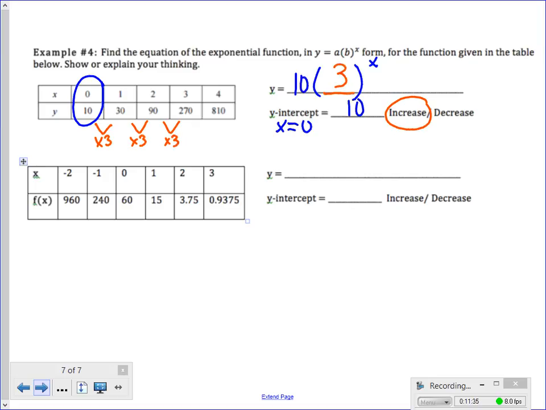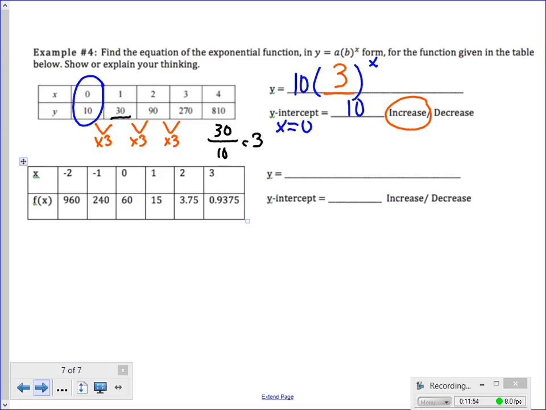But if that was hard for you to see, what you can do is you can always take the second number, 30, divided by the first number, 10. That will give you the 3. Same if you took the second divided by the first. 90 divided by 30 is 3. That gives you the growth rate.